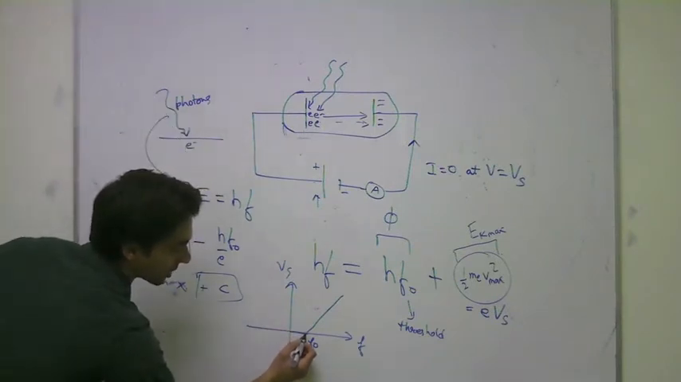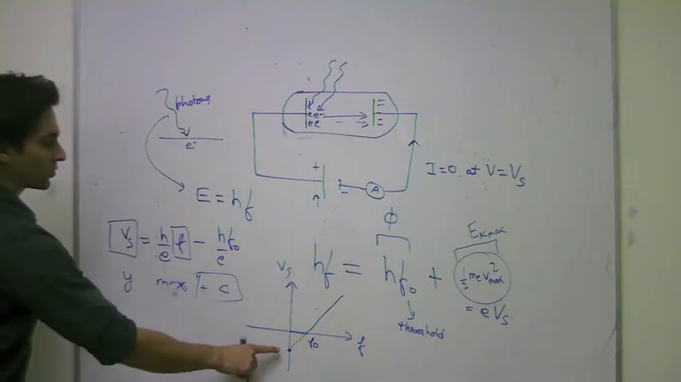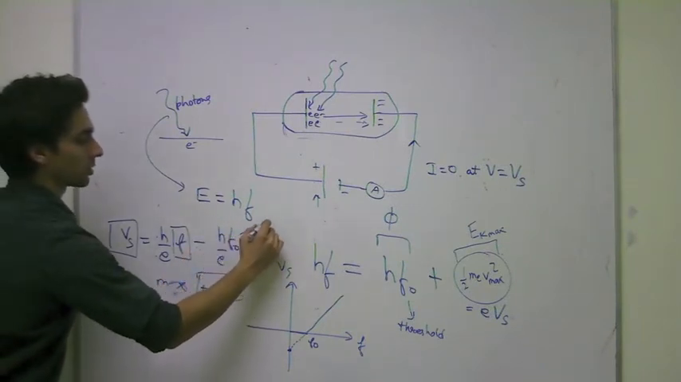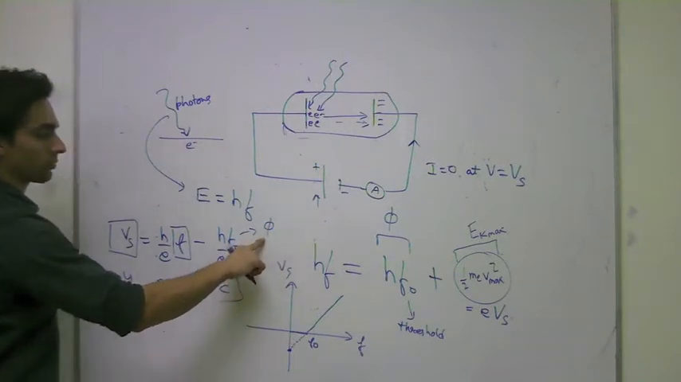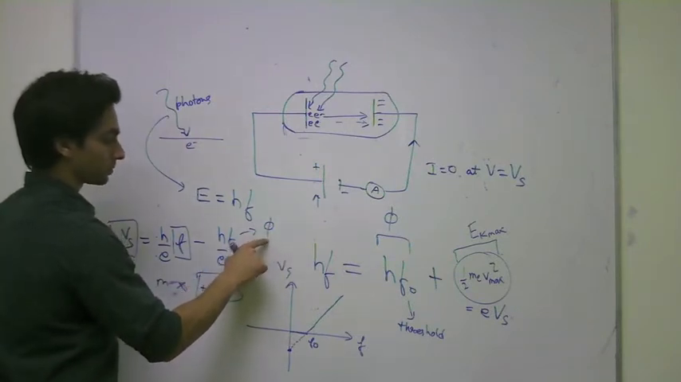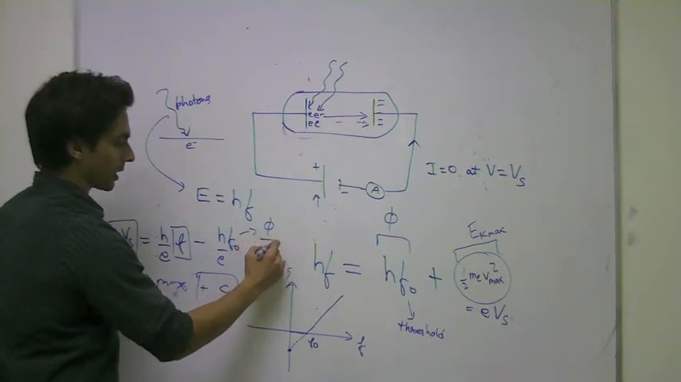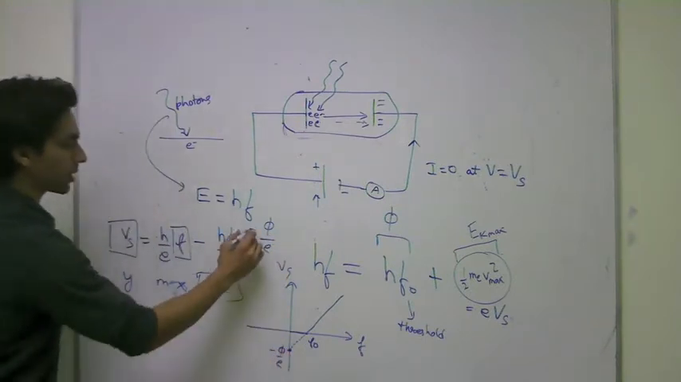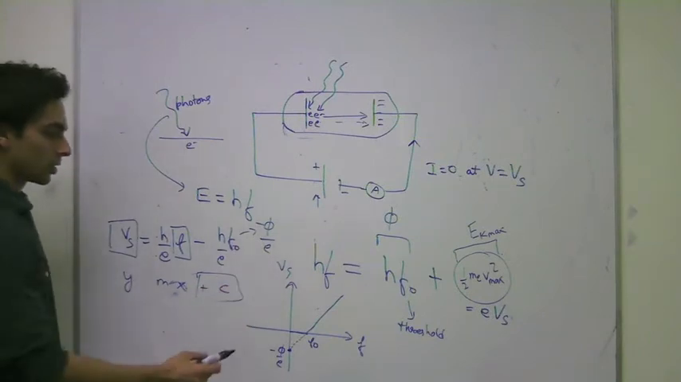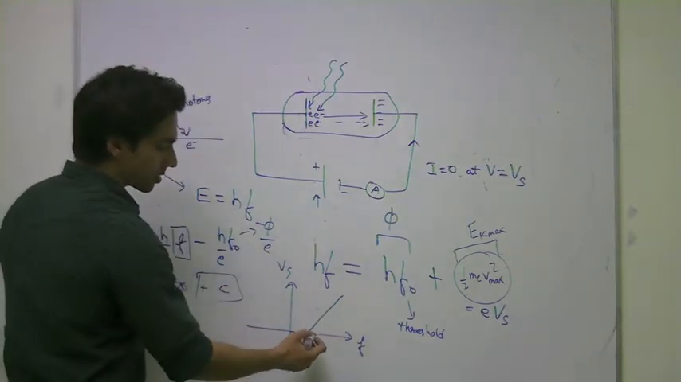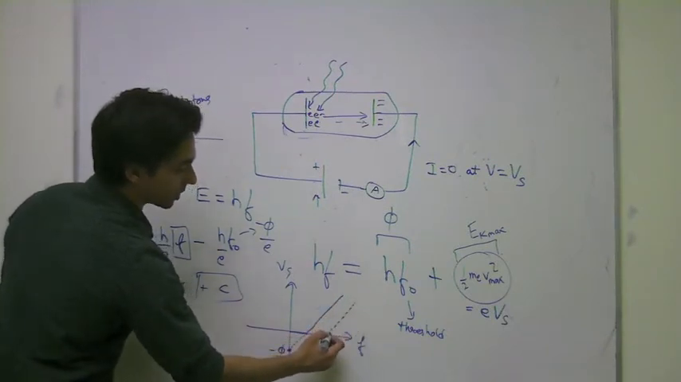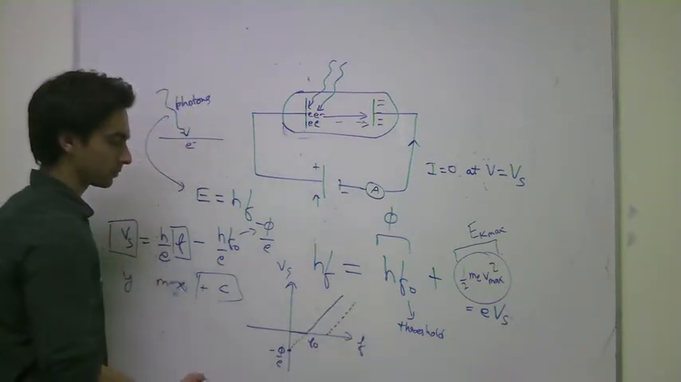However, if we were to extrapolate this, this would fall at this point over here, which would be this value, or in other words, the work function divided by e. So this value here is minus work function divided by e. Okay, so for another metal with a higher threshold frequency, the graph would be here with the same gradient.